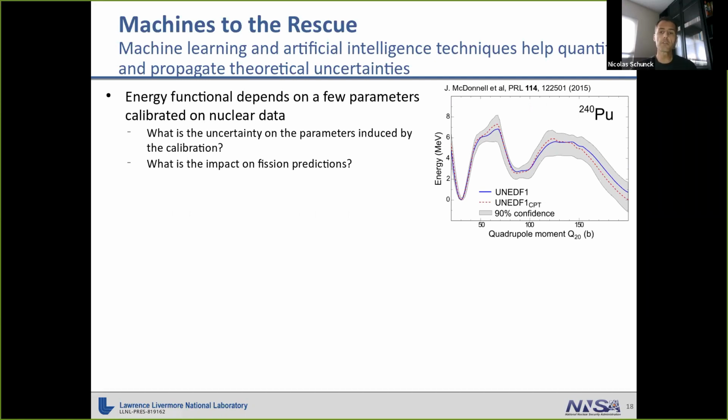So what I show here is a little old example now, from a work of a few years ago, where we tried to use a technique known as Gaussian processes to estimate the uncertainties on fission barriers for plutonium-240, the uncertainties caused by the uncertainty of the parameters of the energy functional. And this is just an example of this kind of approach, this is part of machine learning, broadly speaking.